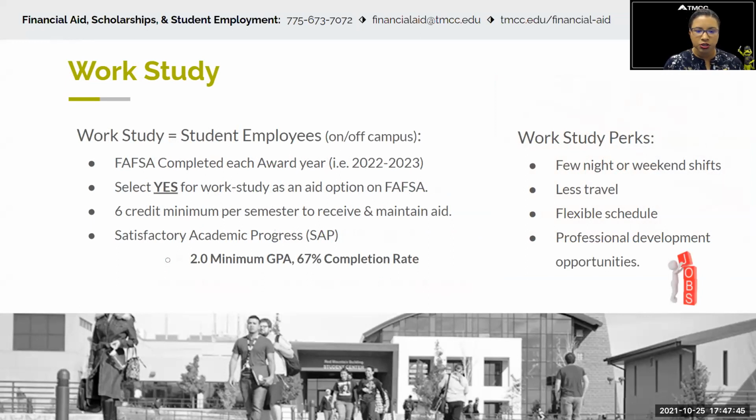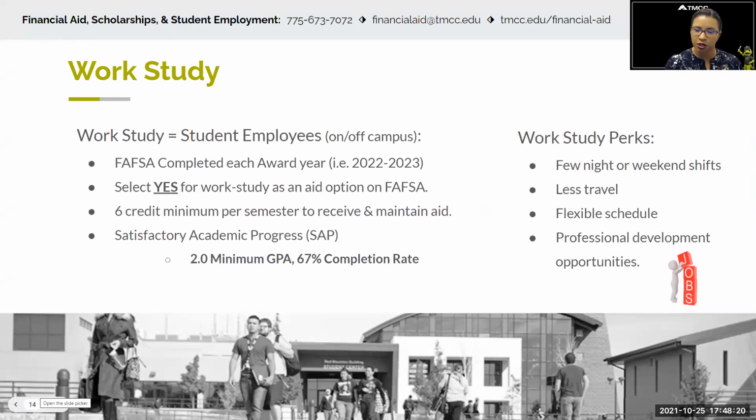So when it comes to work study, the FAFSA does have to be completed each year in order to get the work study. And you have to select that you want work study on your FAFSA. You have to take 6 credits per semester, and you have to maintain satisfactory academic progress. If you can do those things, you can have the perks of a work study job, which are working very few nights and weekends, less travel, so less transportation costs.